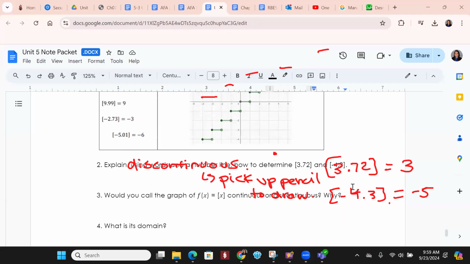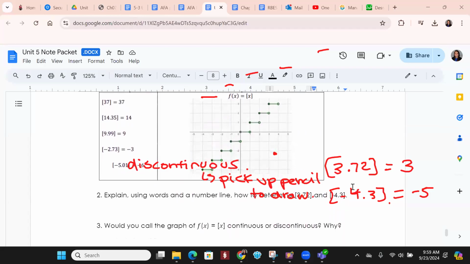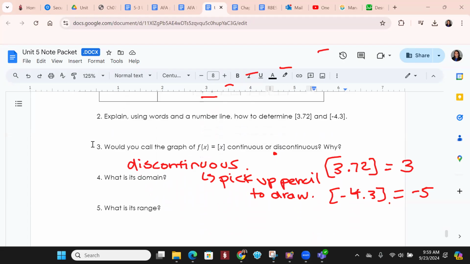Okay, so for domain, yeah, we're gonna say all real numbers. Not every time, but on this one, all real numbers. Sometimes I'll have like a limit, like obviously you aren't gonna have a negative number, right? What about the range? Bottom to the top, but it's whole numbers, right?